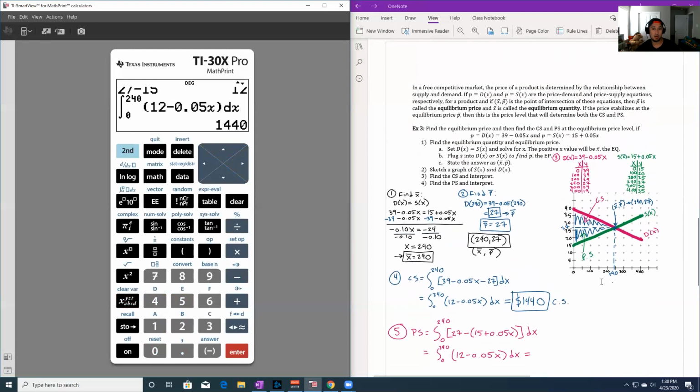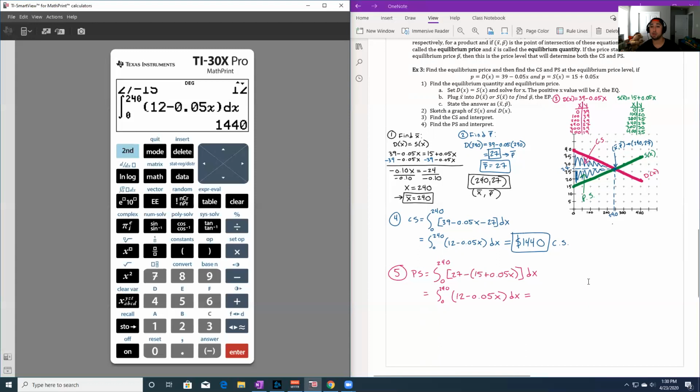Weird. Maybe that's why it's equilibrium. So you still end up with the same antiderivative. 1440. Huh. Weird. So we're at 240, making sure I got everything right. 27 minus 15 minus that. Now it's 39 minus 0. So it's 39.